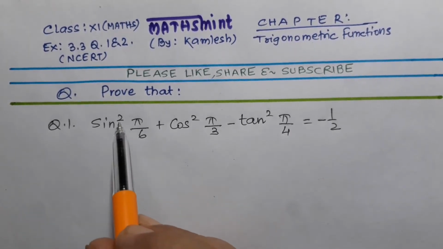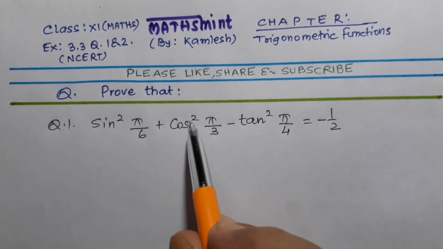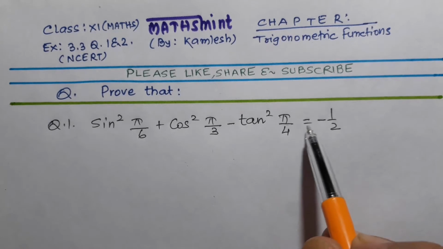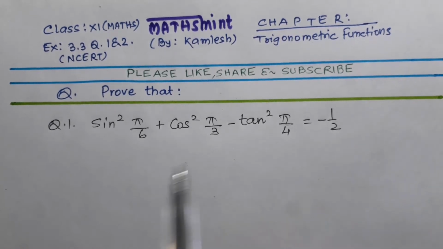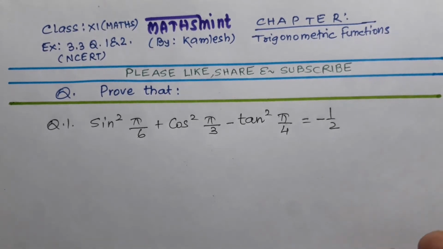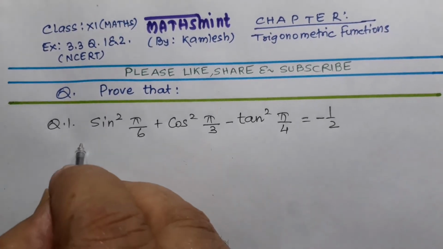Question is prove that. First question is sine square pi by 6 plus cos square pi by 3 minus tan square pi by 4 equal to minus 1 by 2. So this side is called LHS and this is RHS, you might be knowing. So this is LHS.